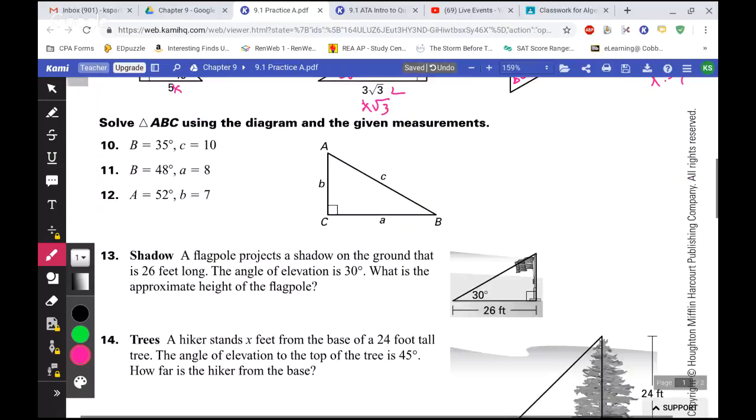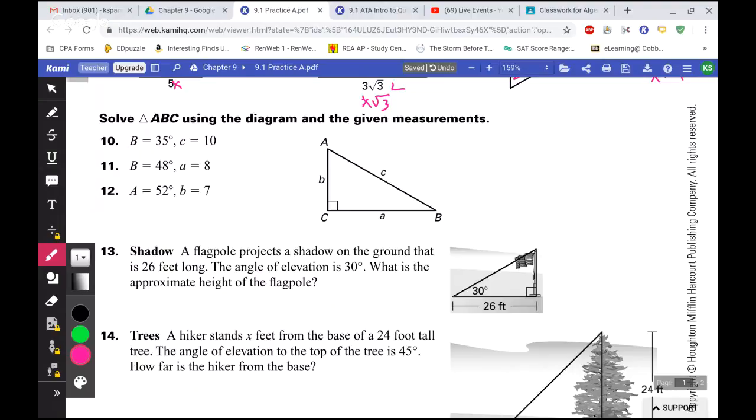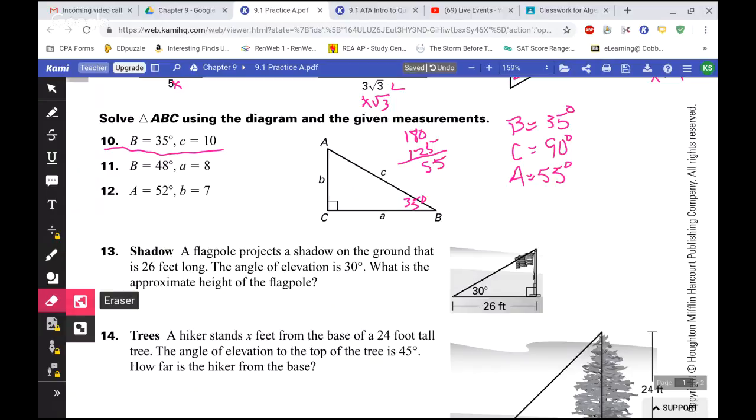On numbers 10, 11, and 12, we're supposed to use the diagram and the given measurements to solve the entire triangle. For number 10, we have B as 35 degrees. C is obviously 90 degrees, a no-brainer because of the big square there. So 90 and 35 is 125, and the difference is what A is going to be: 180 minus 125. So A is 55 degrees, because all three angles of a triangle have to add up to 180 degrees.